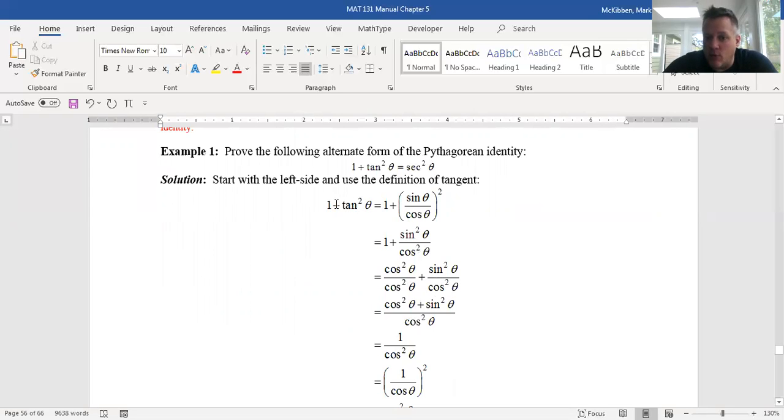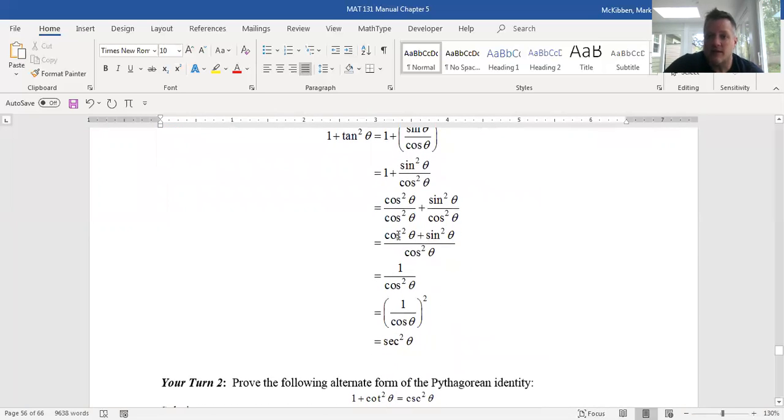Tangent of, I'm going to put in what tangent theta is. Tangent theta is sine of theta over cosine theta. But I'm squaring that quotient. The way you square a quotient is by squaring the top and squaring the bottom. So that's what I do here. And I'm going to combine these into a single fraction. To do that, I'm going to multiply this by cosine squared over cosine squared. So I get that. They now have the same bottom, and so I'm going to add the tops to get this fraction.